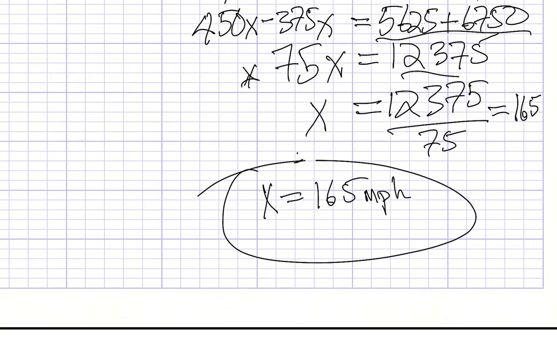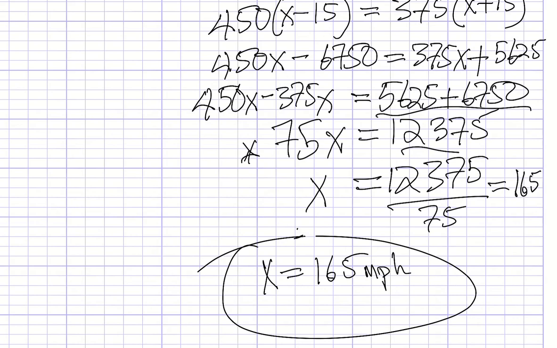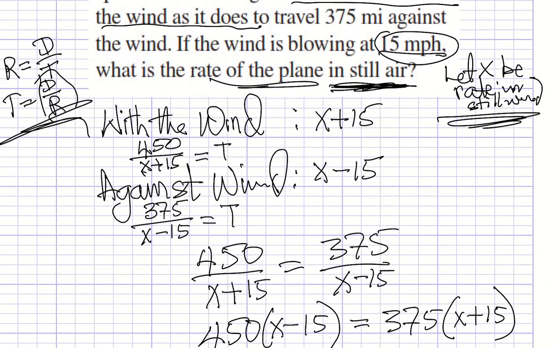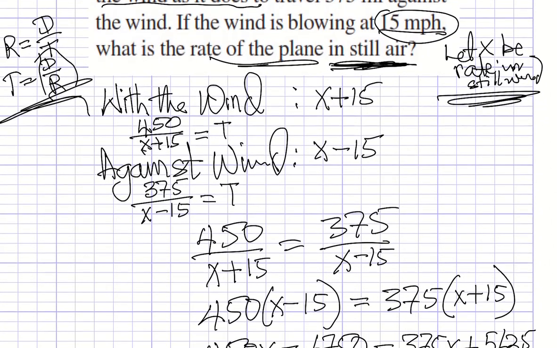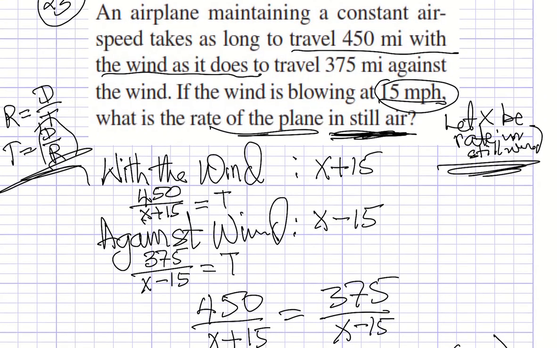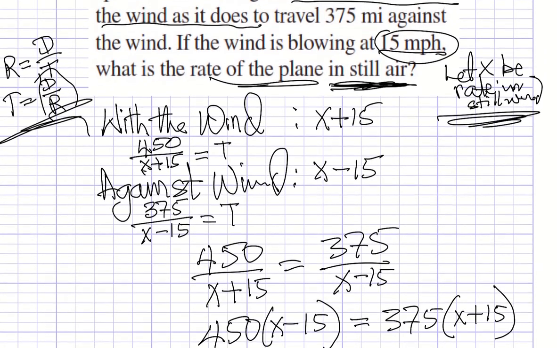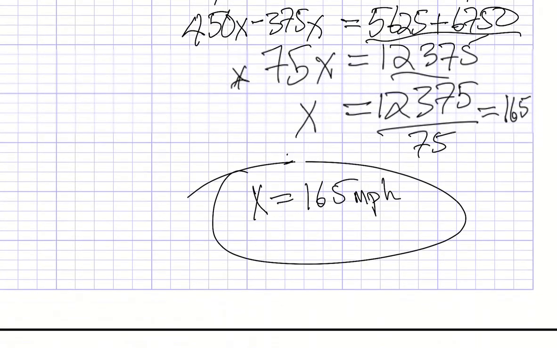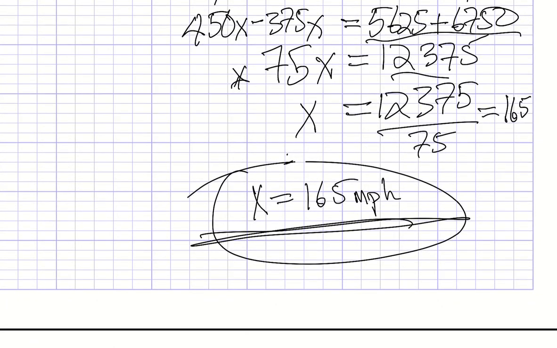Now remember, 165 is in miles per hour, and that's the rate of the plane in still wind. So that's the rate of the plane in still wind. My pen is not writing, so that's the rate of the plane in still wind. Okay, all right, we're done with that.